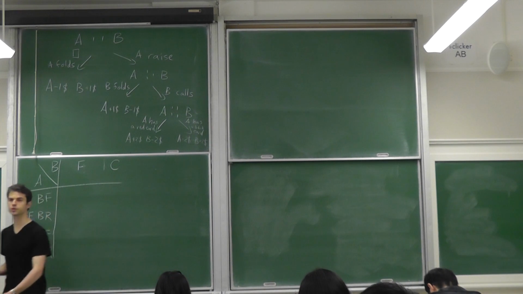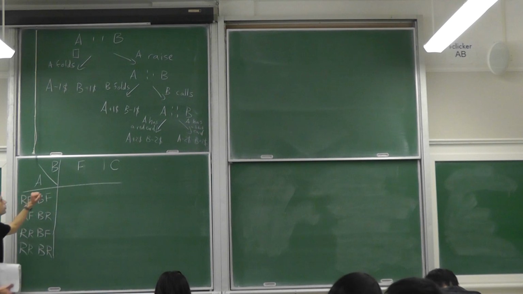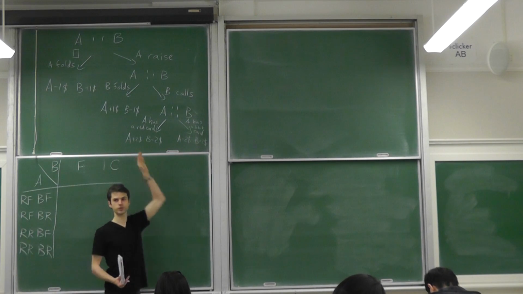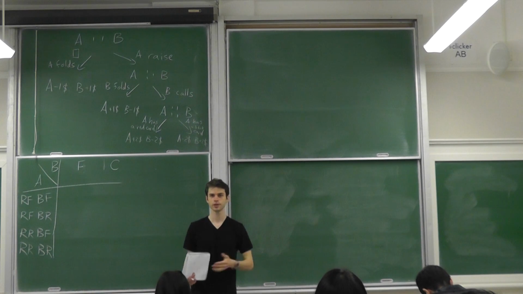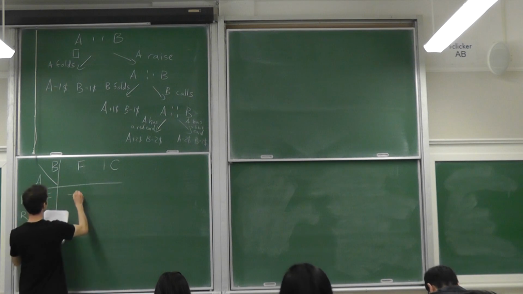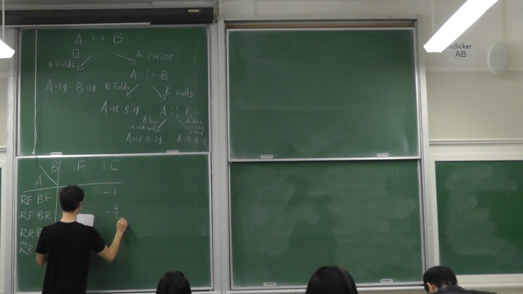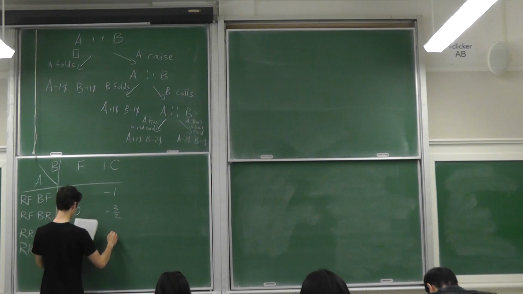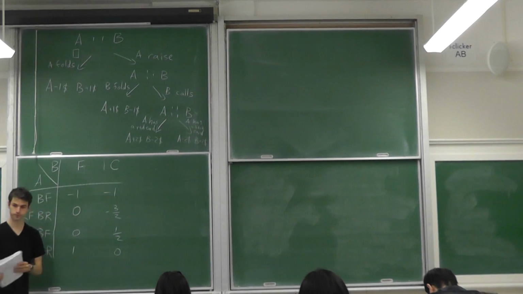And last time we decided what were the actual payoffs. So, assuming that the frequency of red card or black card is the same, 50% of the time, we decided that the expected payoff of the players was as follows: -1, -1, 0, -3 halves, 0, 1 half, 1, 0.